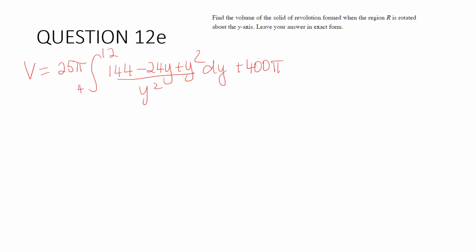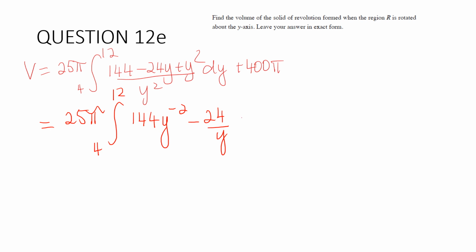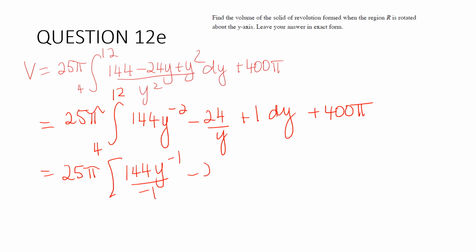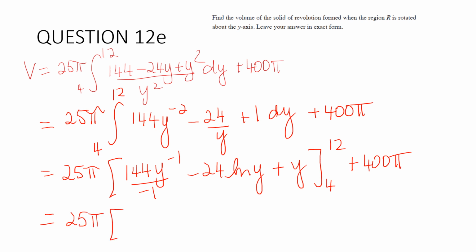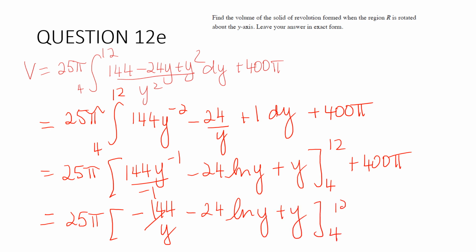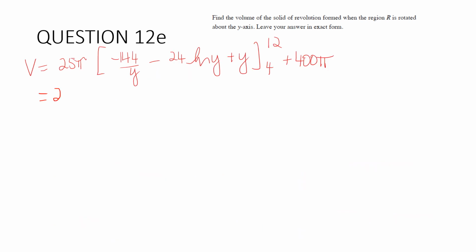Is equal to 25 pi integral between 4 and 12 of 144y to the power of negative 2 minus 24 on y plus 1 dy plus 400 pi equals 25 pi, let's integrate, 144 y to the negative 1 over negative 1 minus 24 ln y plus y between 4 and 12 plus 400 pi equals 25 pi, let's just tidy that up, negative 144 on y minus 24 ln y plus y in between 4 and 12 plus 400 pi equals 25 pi. Substitute in.